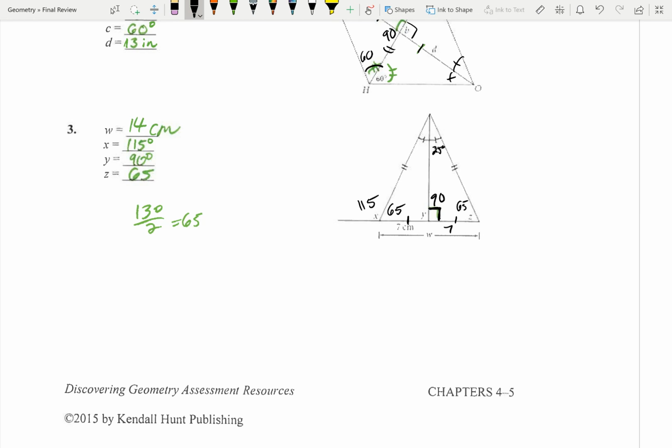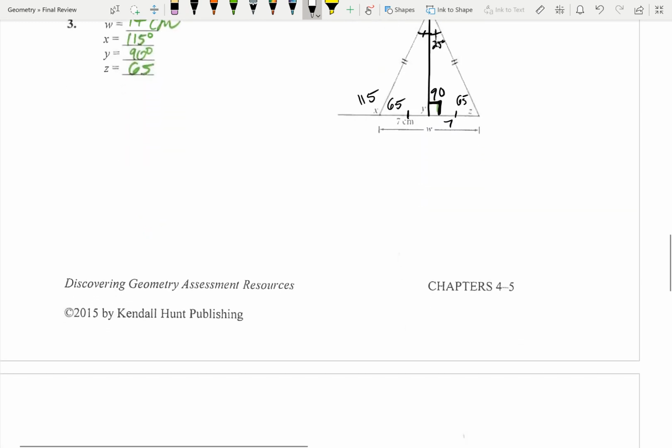And Y would have to be 90 because this is a bisector of an isosceles triangle. If you bisect the vertex angle, this will always be the altitude, so always perpendicular. That makes that 90. All right. Well, there we go. That is that problem.